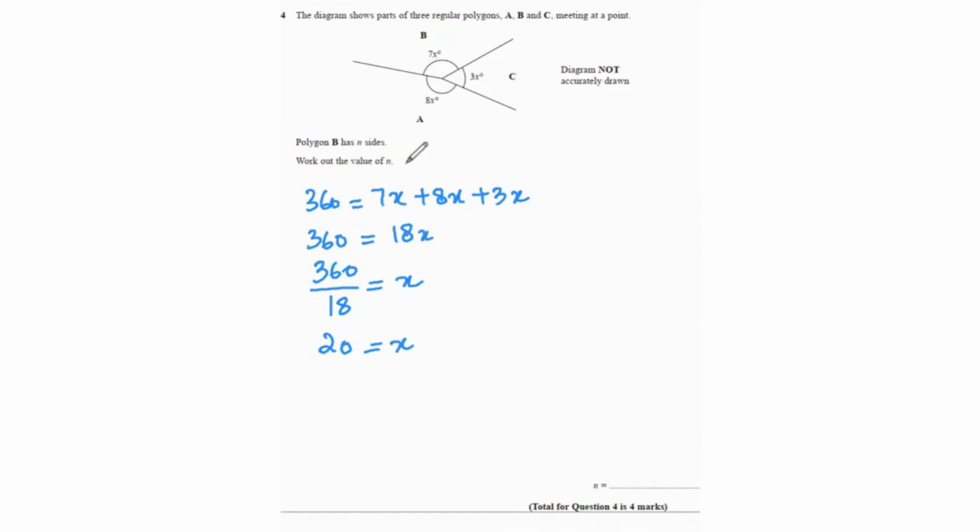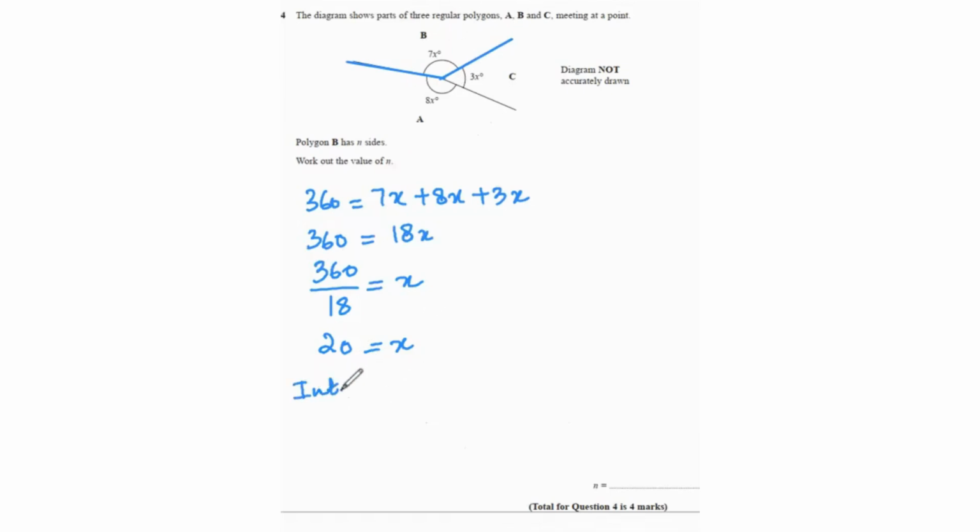So now we have to work out the value of n. The diagram shows parts of three regular polygons. Polygon B has n sides. So we need to figure out the interior angle for polygon B, and then we use that to find the value of n, like the number of sides for polygon B.